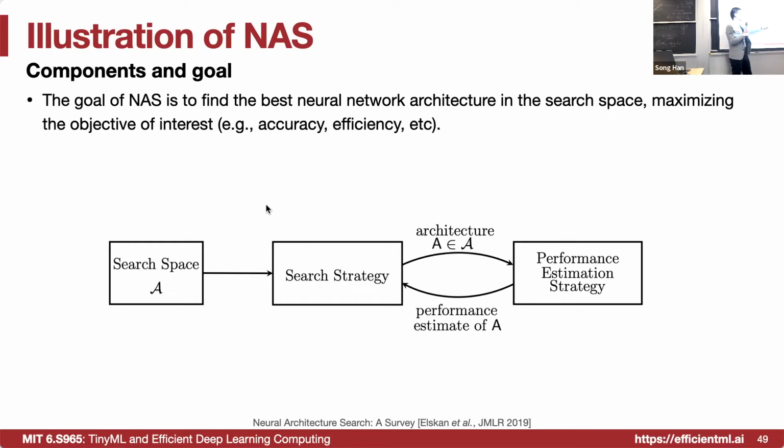So we feed this performance estimation back to the search strategy, and then propose another architecture and estimate the performance, and then propose a new one. Okay, so that's the basic flow for neural architecture search.